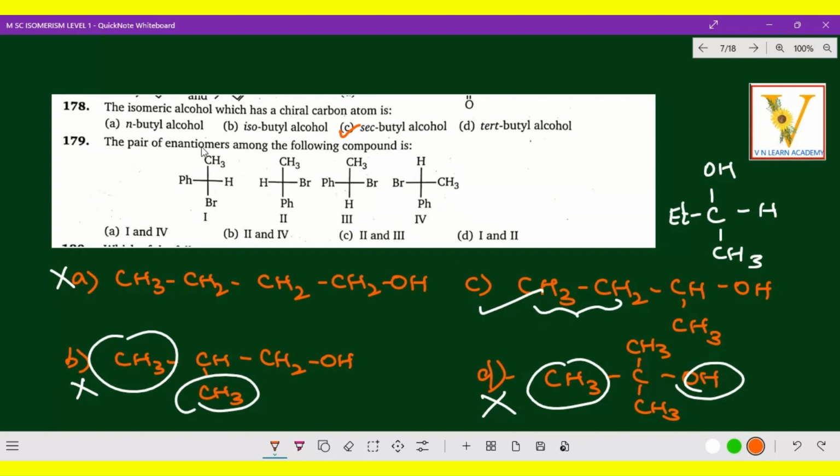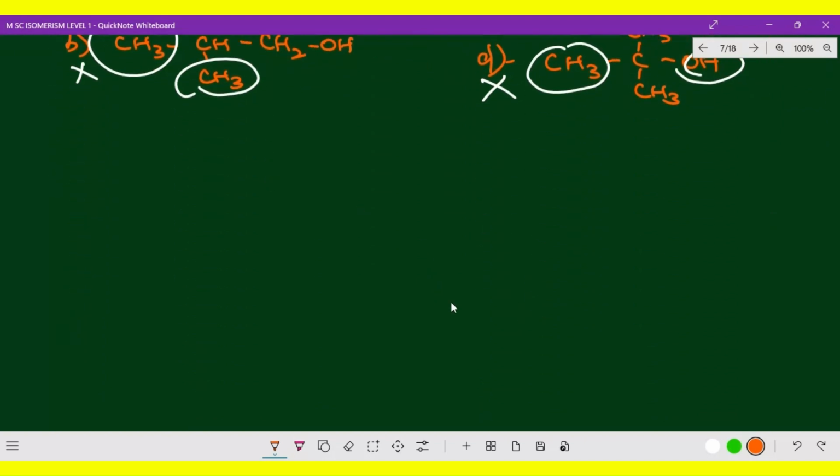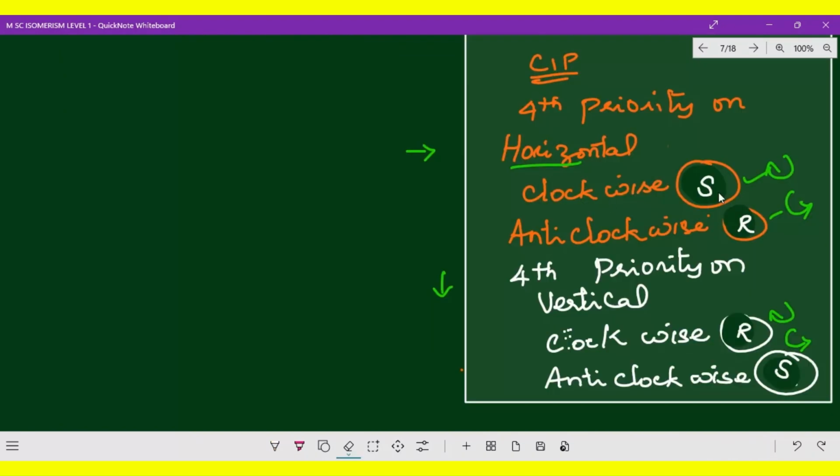Now come on, next, the pair of enantiomers among the following compounds. So pair of enantiomers, here 1, 2, 3, 4, here 1, 4, 2, 4, 3, 2, 3, and 1, 2. Okay, let us check it. This is really interesting. I just wanted to mention here clearly. So fourth priority according to the CIP rule. I have already mentioned it in the second video, but still every time we mention it, you will understand this concept very clearly. So clockwise is R, anti-clockwise is S. And in the same way, with the fourth priority on vertical downwards, clockwise is R and anti-clockwise is S.